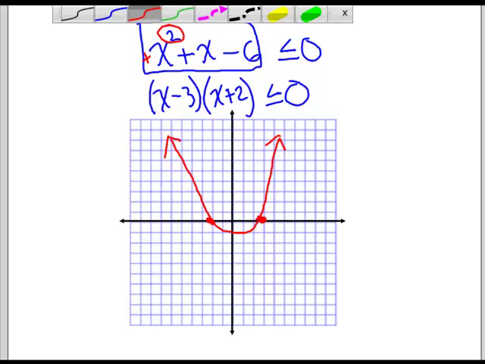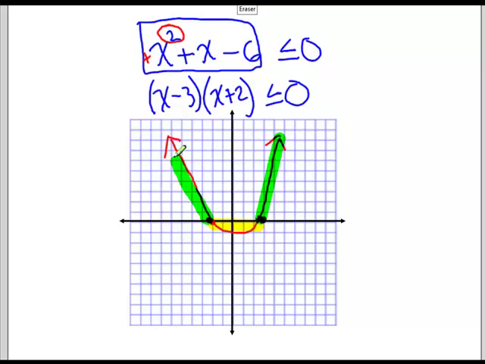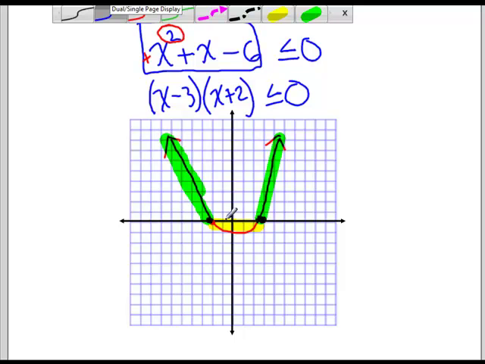Now, let's think. When is this graph less than or equal to 0? Well, from here to there. And when is it greater than or equal to 0? Here to there. Now, because we're talking about or equal to, we include the roots, because at the root it is equal to 0. We're talking about the y values, right? Because when x is equal to negative 2, y is 0. And when x is equal to 3, y is 0.